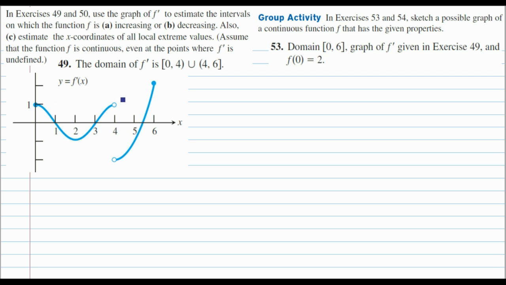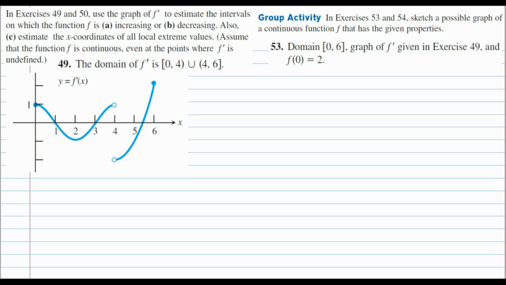49 gives us the graph of f prime and asks us to analyze what's happening to f, and then 53 is going to ask us to sketch a graph of f. So here we go. 49a, we're given the graph of f prime, which is already labeled there. Find out where f is increasing or decreasing.